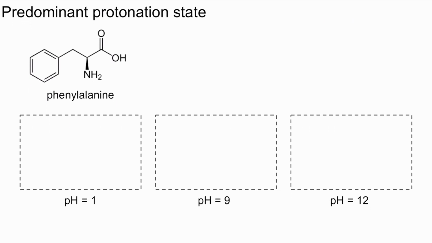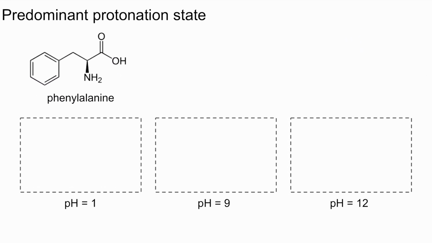All right, let's apply our knowledge on an example. Let's say we have this amino acid phenylalanine, and we want to look at the functional groups and whether they would be protonated or deprotonated at certain pH levels. Let's start by first identifying the functional groups. Right here, I see our good friend carboxylic acid, and then here I see an amine.